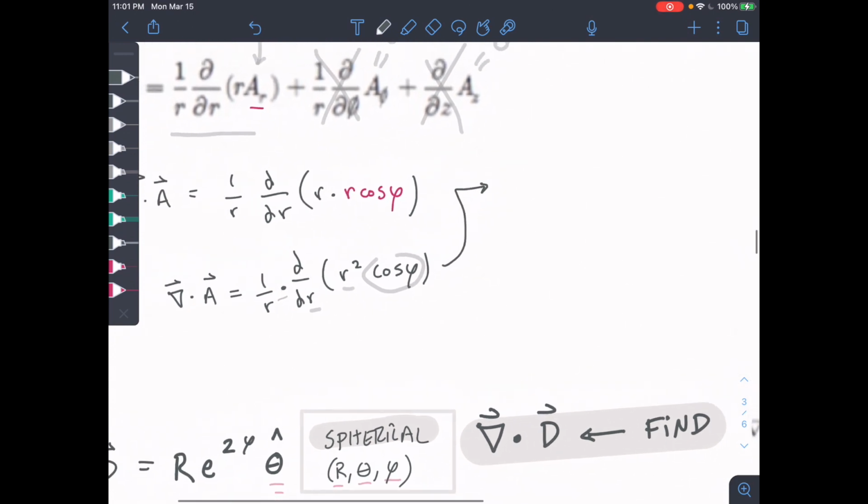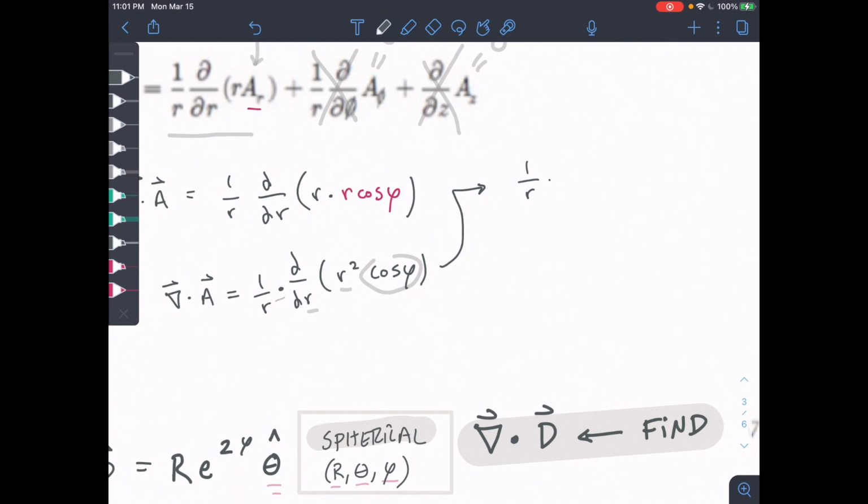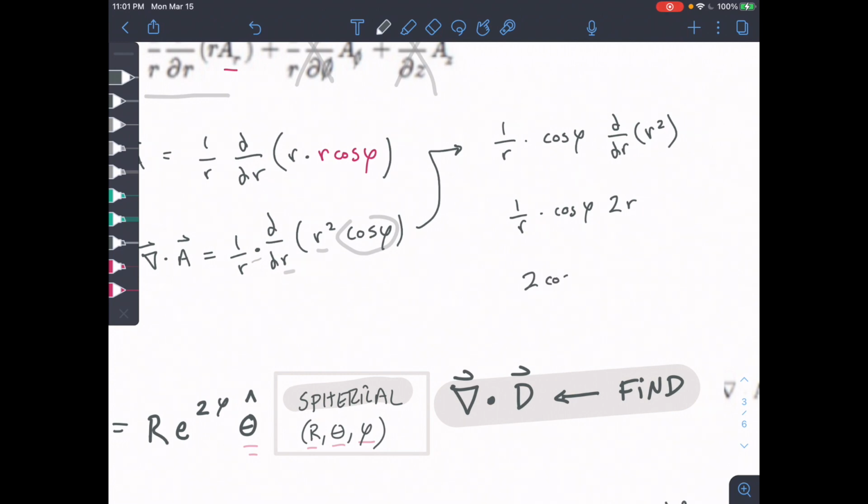Okay, so we can pull out this cosine of phi, so 1 over r times cosine of phi times the derivative with respect to r of r squared. So we're going to end up with 1 over r times cosine of phi, and then the derivative with respect to r is just going to be 2r. So we're going to end up with 2 cosine of phi for our answer here. Okay, not too bad, right?